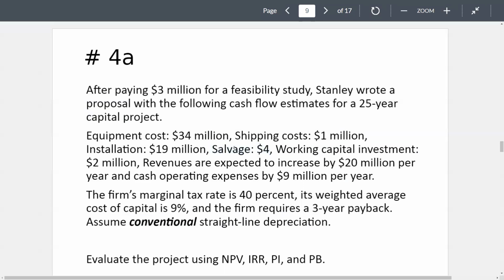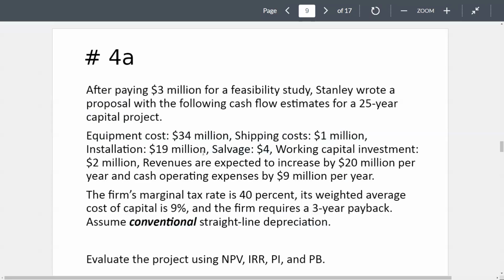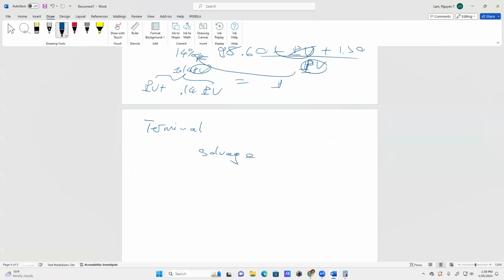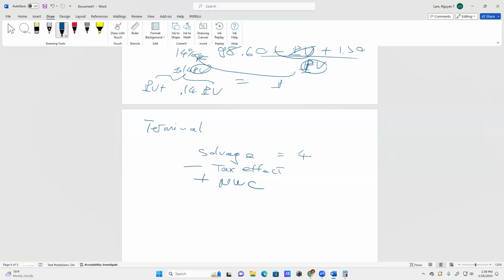Why is it important? Because when you find the terminal cash flow, the equation is salvage minus tax effect, plus net working capital. So you see this is salvage, 4. But then the tax effect is going to be the salvage, which is this 4, minus what? Conventional. So the book value is also 4, multiplied with the tax. So you see this one is 0.